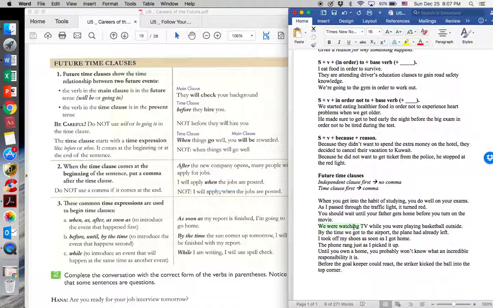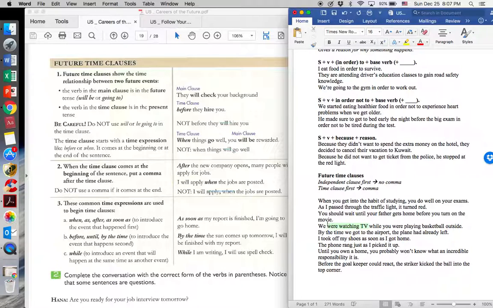Next example, we were watching TV. Right? We were watching TV is a full sentence on its own. We could end the sentence here, and that first one would be fine, but this part here, starting with while, would not be okay. Right? We need to add the independent clause with the dependent clause, and we've worked with while and when before. So, we were watching TV while you were playing basketball outside. These two things were happening at the same time.